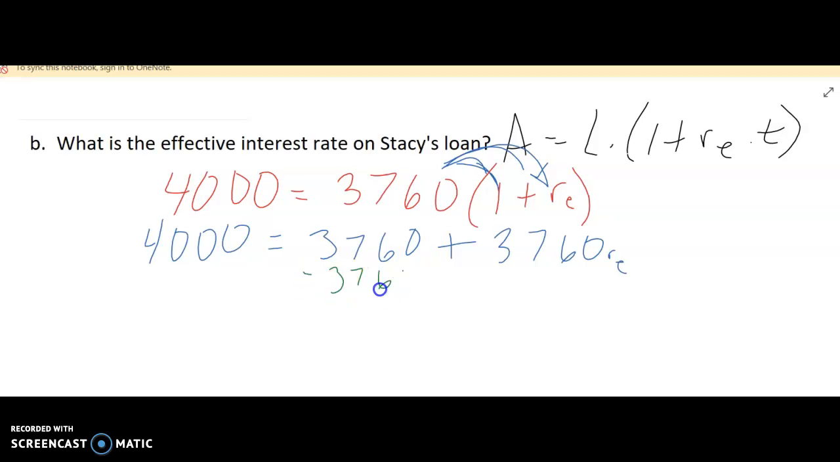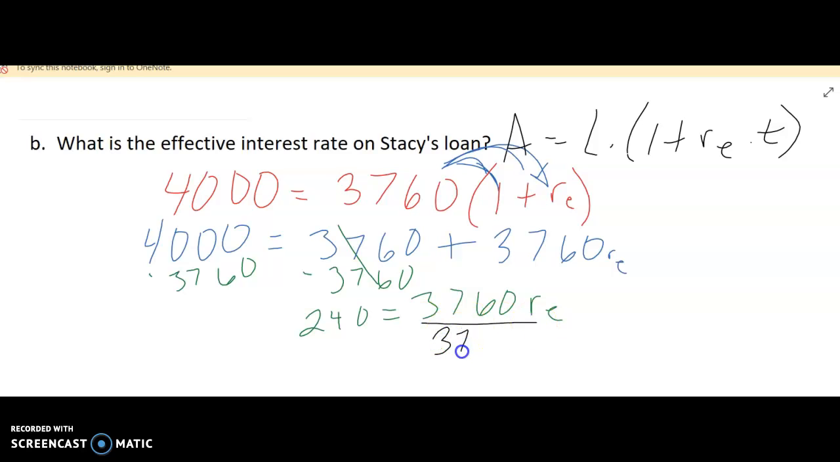I'm going to subtract 3,760 from both sides. So that means I have 240 equals 3,760 R sub E. And if I divide, because I want to get the variable or the unknown by itself, I divide by the coefficient, which is 3,760. And when I get that, 240 divided by 3,760 is 0.0638, and it goes on, right? So this is R sub E. Now, if I want to round that, let's just stop it right there.